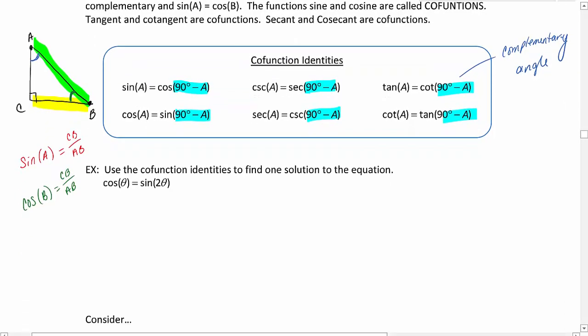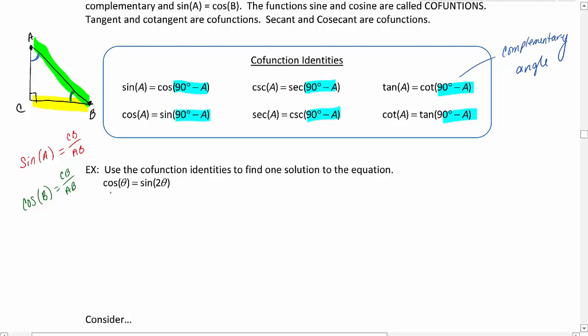So let's use the cofunction identities to find one solution to the equation cosine of theta equals sine of 2 theta. Anytime we're solving a trig equation, and we'll talk about this a lot more later in the course, we want our two sides of the equation to be in terms of the same trig function. So I'd like to either change cosine to sine or sine to cosine.